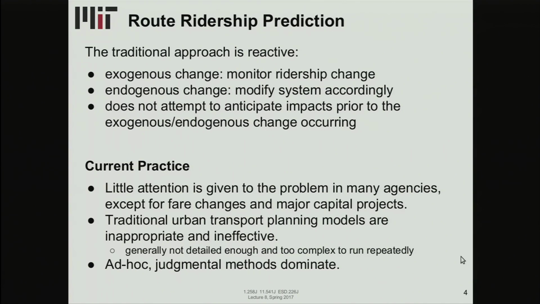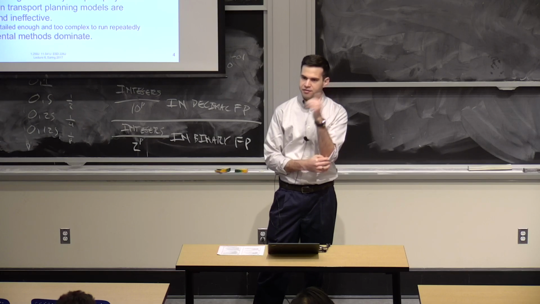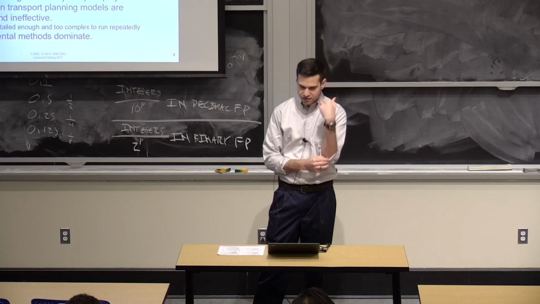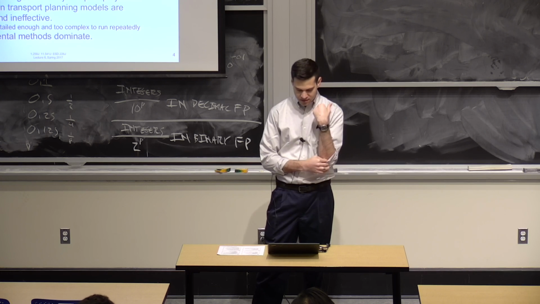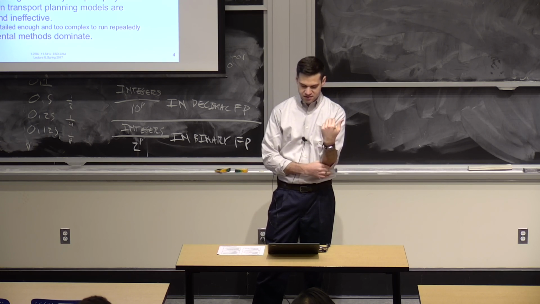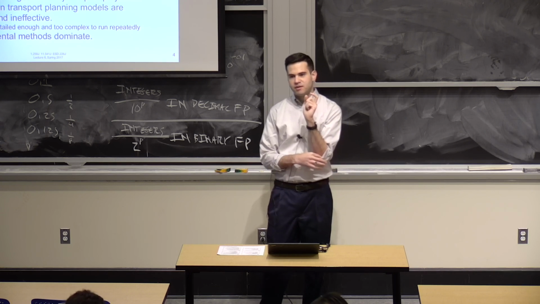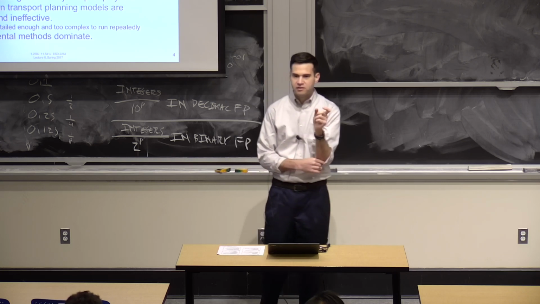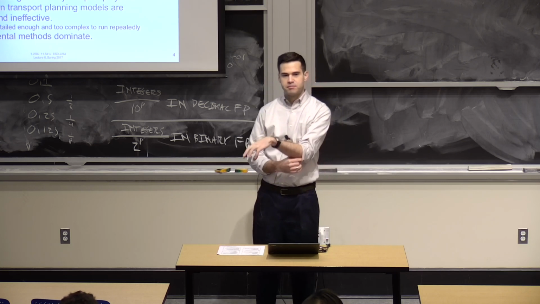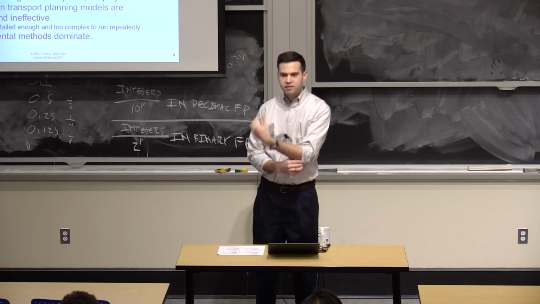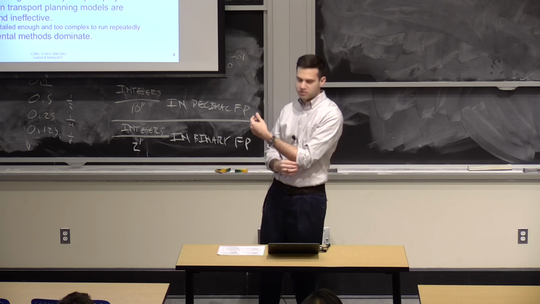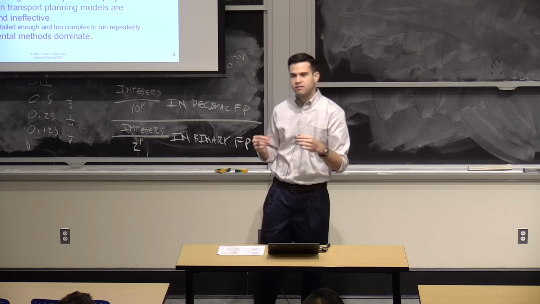Typical or traditional planning models are ineffective. Generally, they're not detailed enough to apply them for short-run predictions. So we're thinking here about four-step modeling. It's expensive to run. It takes time. So for short-run predictions, they tend not to have the high spatiotemporal resolution that you need to decide something about a specific bus route, for example. So these are typically not applied to specific case studies.